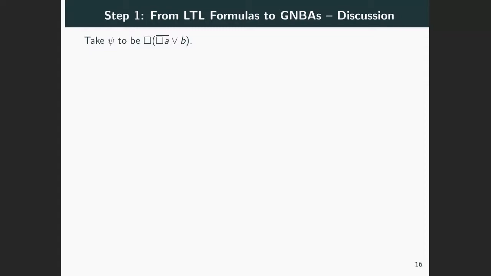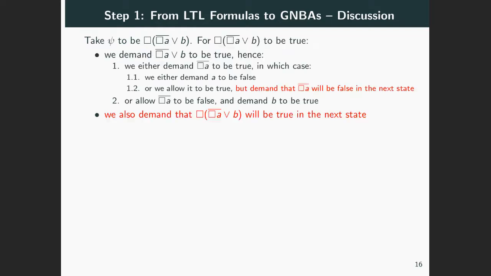Let's consider a final example, taking the formula psi to be always, not always A or B. We're doing the same kind of analysis, chasing through all consistent possibilities down to what happens to any subformula of this formula. So for our big formula to be true, one scenario is to have its immediate subformula, this one, be true, which itself has 2 subcases because it is an OR.